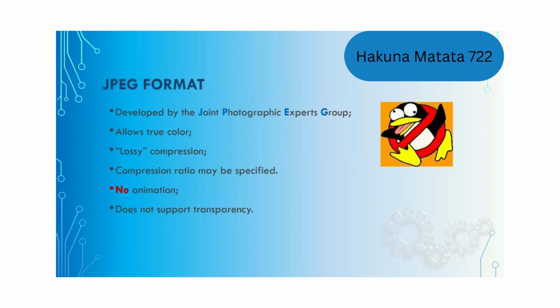JPEG is the most common format that you can use for computer graphics. JPEG supports true color, that means 24 bits. It supports lossy compression, that means that after compression, you may lose some color information. But the good thing is that the compression ratio can be really, really high. That means that the file size is going to be small. It doesn't support animation, it doesn't support transparency, and it's mainly used for storing photos.